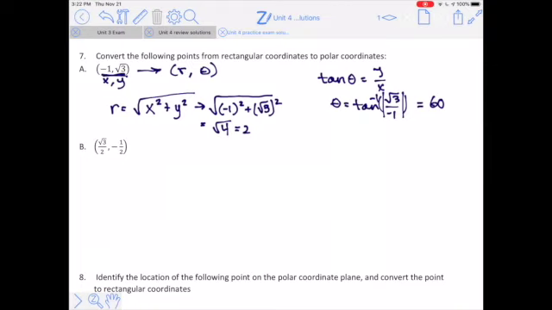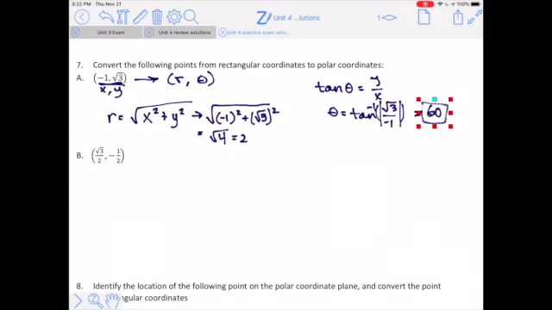If we think about where this point is, though, negative 1 comma root 3, that would be in quadrant 2, which are angles between 90 and 180. So 60 degrees is a reference angle for an angle that would be in quadrant 2. So a 60-degree reference angle would be a reference angle for 120 degrees. So theta is 120 degrees.